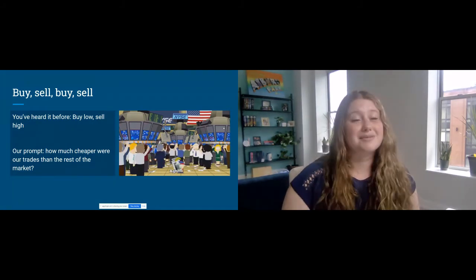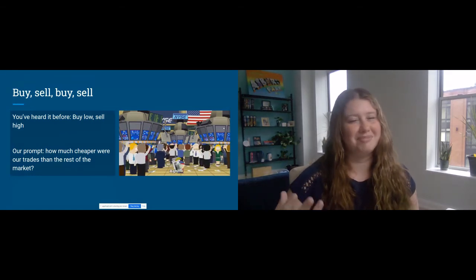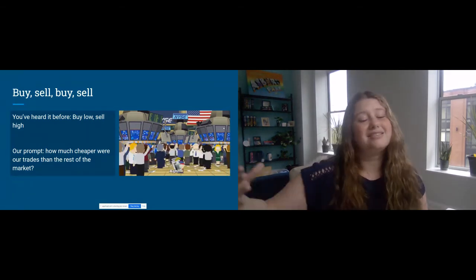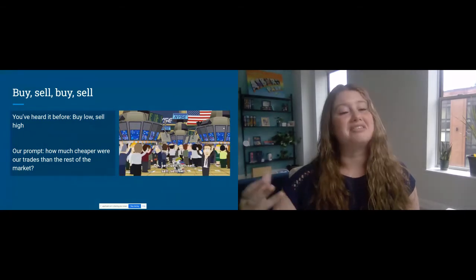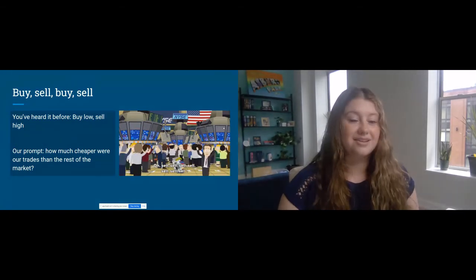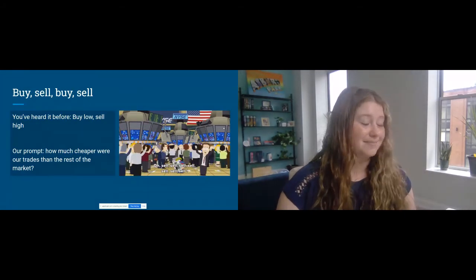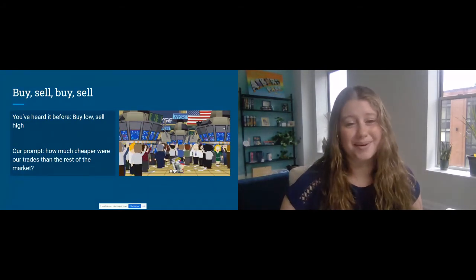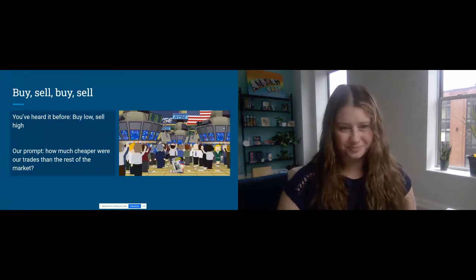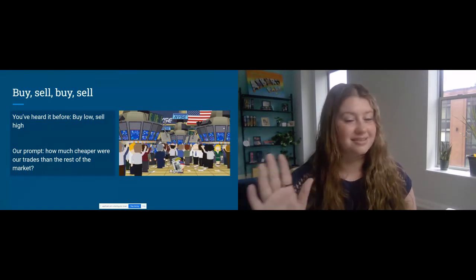However, the best part of investing in the stock market is you can buy something like, I don't know, Tesla at say $250 and sell it at some point down the line for let's say $500, not a real example, and you get to net the profit. You get to take that back with you. So stock market, really interesting topic. I could talk about this all day, but I won't. So for today, our prompt, the question that we're going to solve with our code is how much cheaper were our trades than the rest of the market?